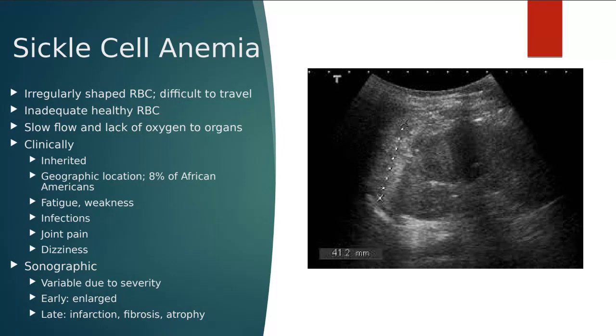These patients are going to be fatigued, have weakness, be more prone to infections, joint pain, dizziness. On ultrasound, we're looking specifically at that spleen. We're going to see a variety of appearances depending on the severity of the case per patient. Early stages of sickle cell anemia, we're going to see an enlarged spleen, and of course, anytime our organ is not functioning properly, we're going to start to see atrophy, replacement of those normal healthy tissues with fibrosis or tissue death, which is infarction. So it really is going to depend on that clinical history.